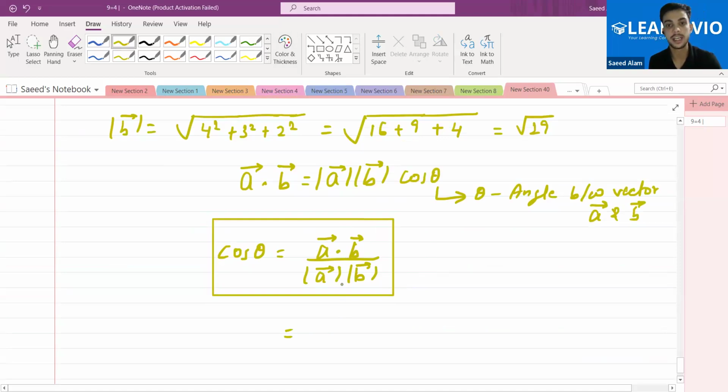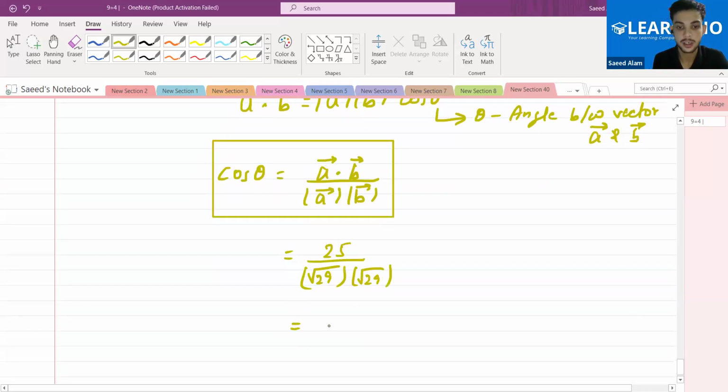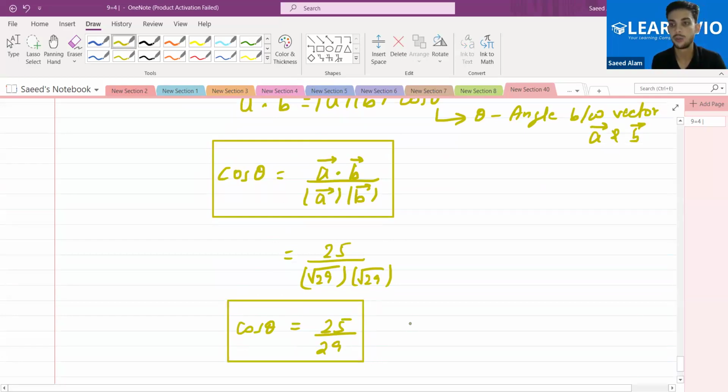Understood? So what is A dot B equal to? That is 25, and the whole divided by under root of 29 into under root of 29. So what will we get here? That is 25 by 29. That is the cos theta. And now we can find the theta corresponding to this cos value. Understood? This is the mathematics part that we don't require. The calculator is already made for us to do so.